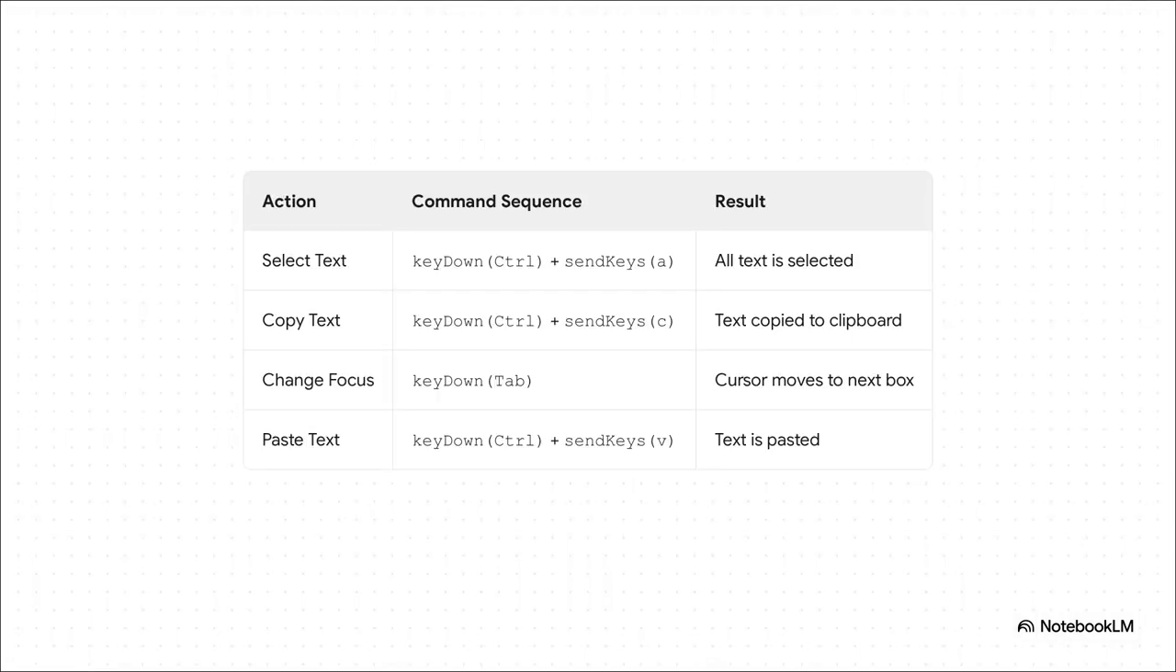And this is where it gets really powerful. Once you have these simple building blocks, you can chain them together to create some seriously complex workflows. Like here, we're automating a full copy and paste job. First select all with Control+A, then copy it with Control+C. We can even simulate pressing the Tab key to jump to the next input field. And finally, paste it all with Control+V. 4 totally distinct shortcuts, all built from those simple key down and key up commands.